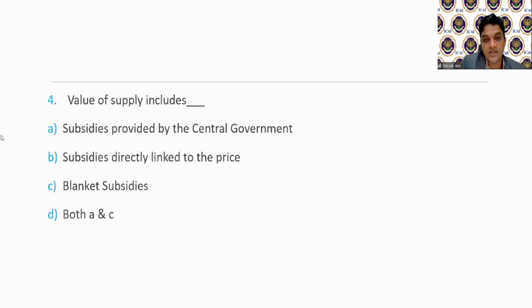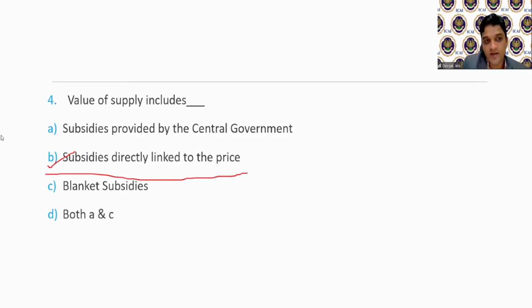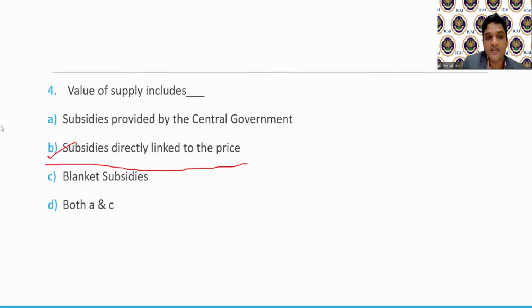The answer is value of supply includes, does it include subsidies by the central government? Definitely no. When subsidies are directly linked to the price, yes. Is it blanket subsidies? No. So the correct answer is B itself. The answer is B, not D, not A. It is only B, not A and B.